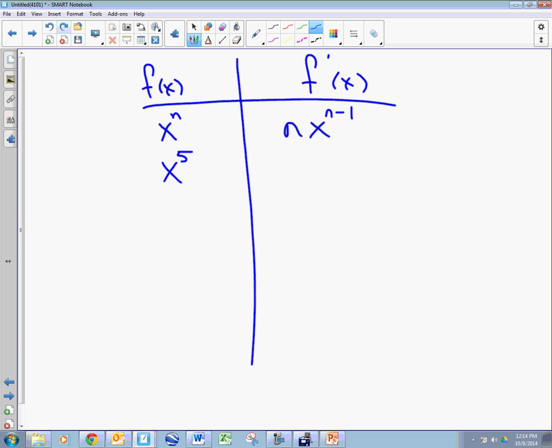If f of x is x to the 5th, what's going to be the derivative? You take the exponent, you drop it in front, and do what to the exponent? 5x to the 4th. Suppose you got x to the 8th. 8x to the 7th. Suppose you got 4x to the 3rd. 12x squared.